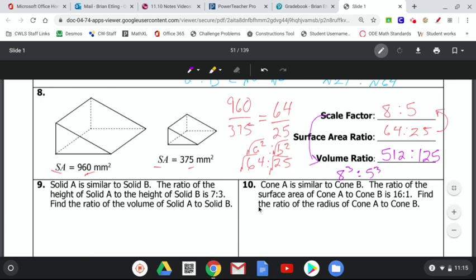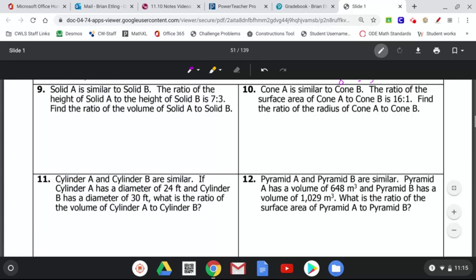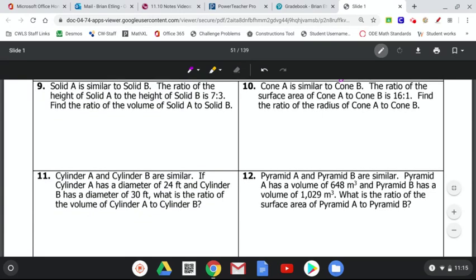All right, so we just finished up number 8. So reduce the fraction, find the scale factor, find the other missing ratios. So number 9, 10, 11, and 12, these are our last ones right here. These are just word problems, but again, you can kind of get a picture in your head and then go from there. So they're telling you solid A is similar to solid B.